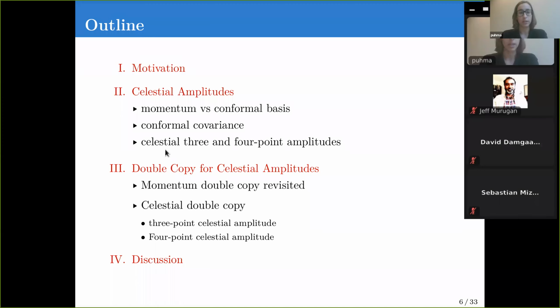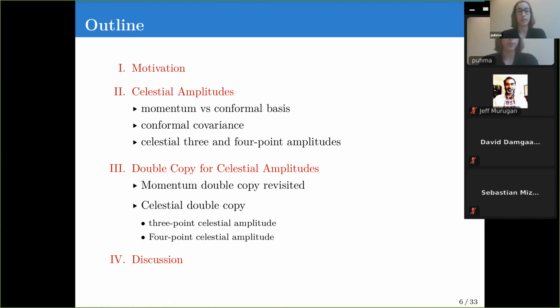And then for the main part of the talk, I want to describe the double copy relation for these celestial amplitudes by first starting with a revision of the momentum space double copy such that it gets put into a form where we can directly apply it to a setting where momentum conservation is not manifest.